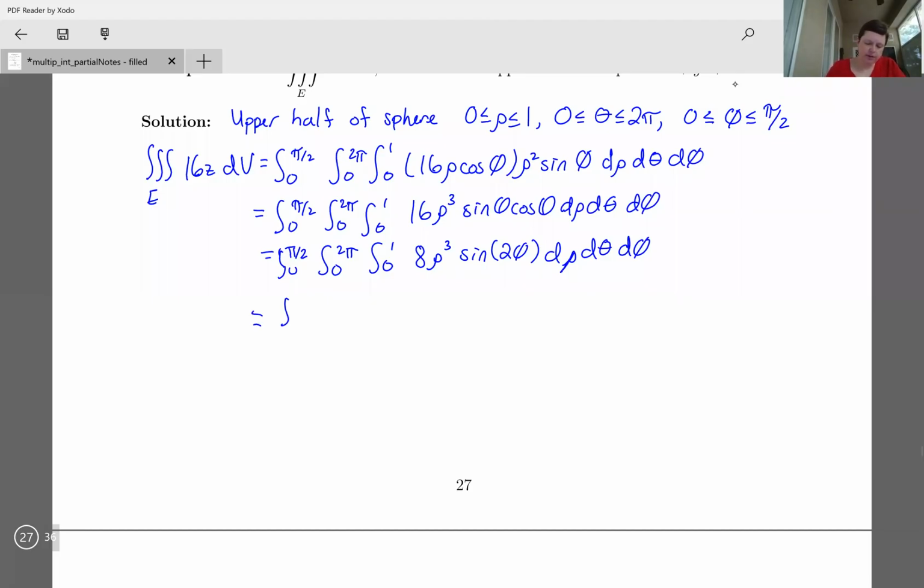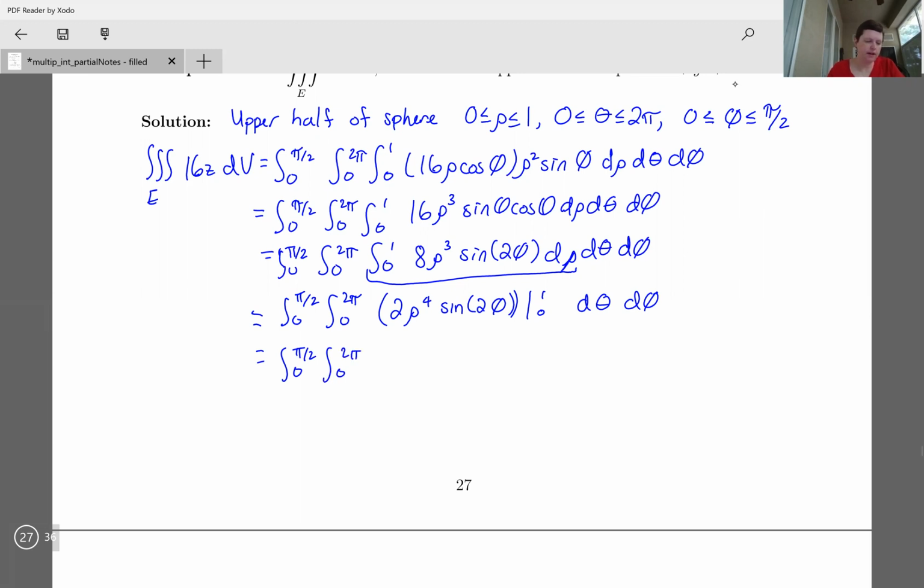Okay, so let's integrate with respect to rho first. So I'm going to have the integral from 0 to pi over 2, integral from 0 to 2 pi. That is going to give me a 2 rho to the 4th sine of 2 phi, of course evaluating at our limits. So we end up with the integral from 0 to pi over 2, the integral from 0 to 2 pi of 2 sine of 2 phi d theta d phi.